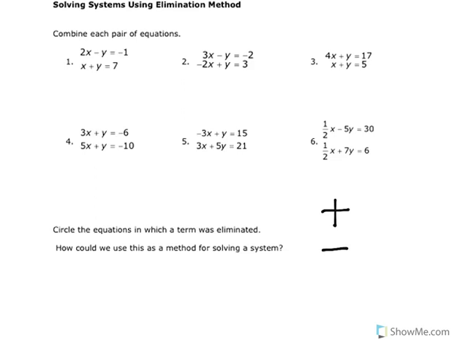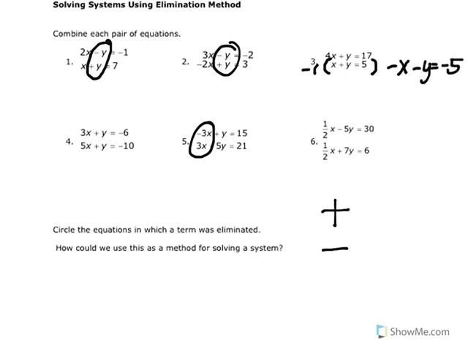So, for example, on number 1, we had negative y, positive y. This was negative y, positive y. Negative 3x, positive 3x. That's what made them eliminate. So let's look at this equation right here. Let's say I multiply everything by -1. Remember, if you do something on one side and also do it on the other side of an equation, it doesn't change anything. So if I multiplied everything in this equation by -1, I would have -x - y = -5. Now I'm going to put the other equation right on top of it up here. 4x + y = 17.